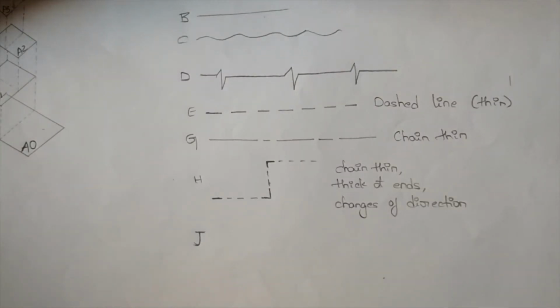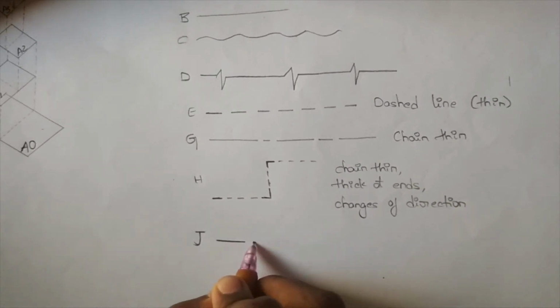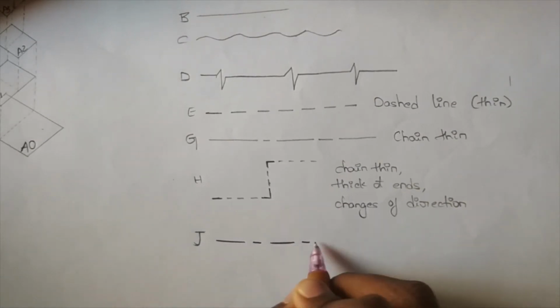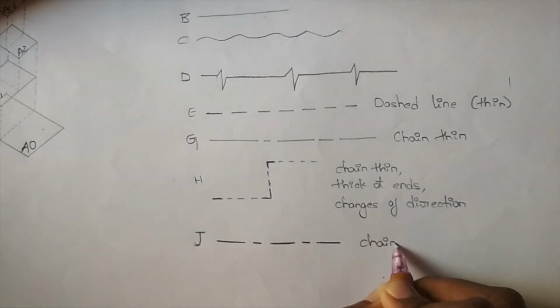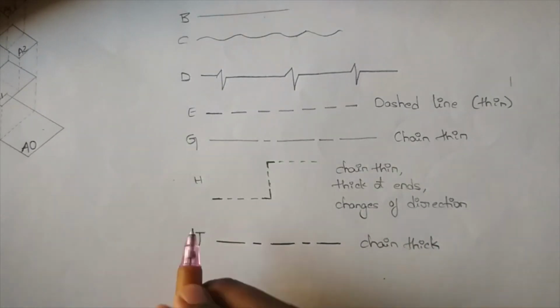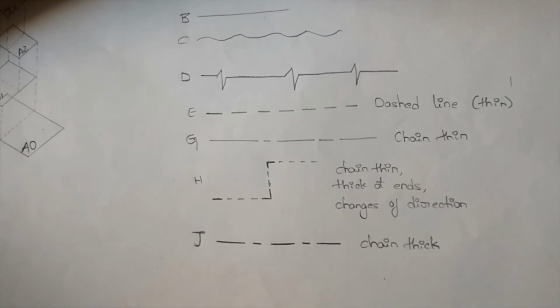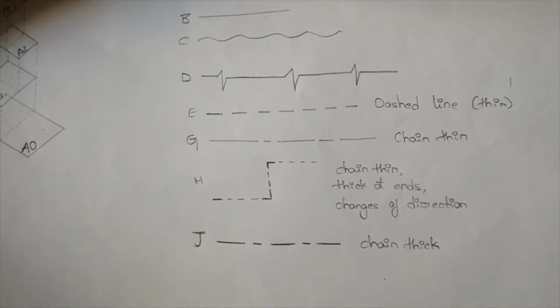Okay, next, line J. This is chain thick. This is J type line. This represents indications of lines or surfaces to which a special requirement applies. Where a special requirement is needed, the chain thick is used.